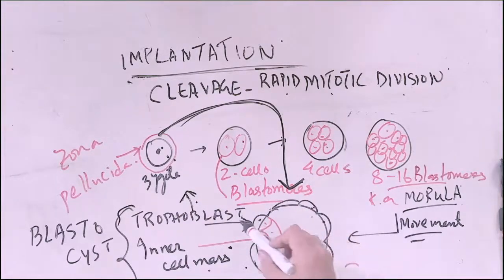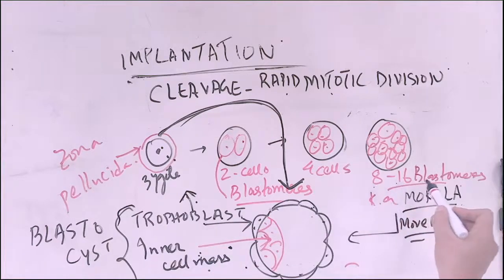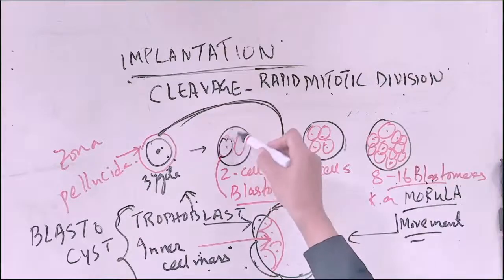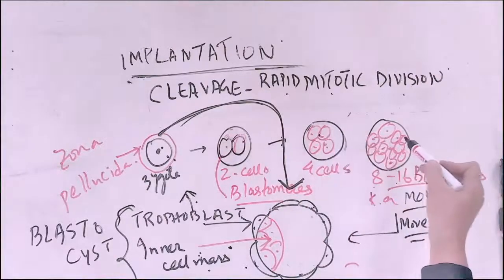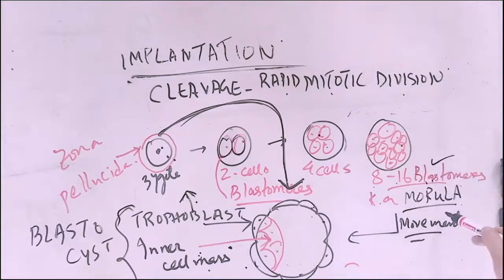Yeah, it has trophoblast and inner cell mass. Inner cell mass will form the embryo. Trophoblast will form the placenta of the fetal side. But now, when it is at the 8 to 16 stage, blastomeres are nothing but the cells. These are the 2 blastomeres. These are the 4 blastomeres. These are the 8 to 16 blastomeres. When it becomes at this stage, it is known as a morula, like a little mulberry.